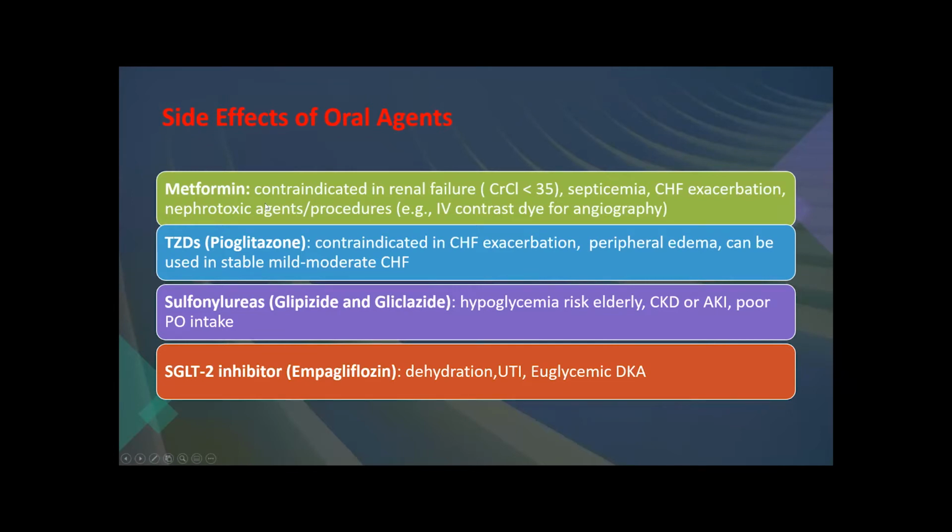Metformin: if the patient has acute renal failure or chronic renal failure, septicemia, a heart failure exacerbation, nephrotoxic agents, an impending procedure, or IV contrast, let's say the patient is going to get a CT scan of the chest with IV contrast, you don't want to let the patient take the metformin. That's why the first medicine we stop if the patient comes to the hospital is metformin.